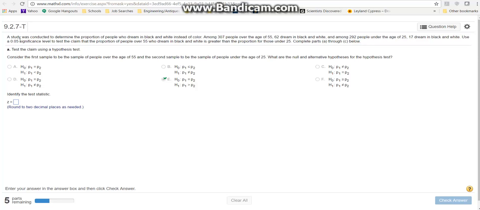Use 0.05 significance to test the claim that the proportion of people over 55 who dream in black and white is greater than the proportion of those under 25. So this is a one-tailed test. The alternative is going to be P1 is greater than P2, and the null is going to be that P1 is equal to P2. So now we need to find all of the necessary ingredients.